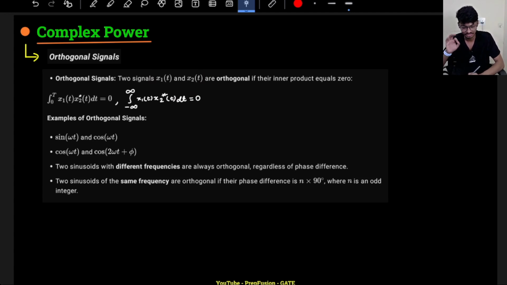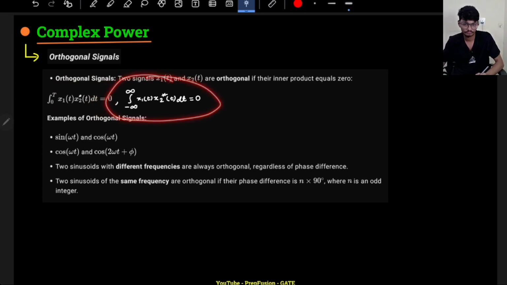But what about the mathematical definition of orthogonal signals? The mathematical definition is somewhat like this: integration from 0 to T of x1(t) into x2 conjugate of t equals 0. Here we assume that x1 and x2 can be complex signals. That's why there is a conjugate. We will discuss real signals as well without the conjugate formula. So for periodic signals, the definition is something like this. I take the product of x1 and the complex conjugate of x2, then integrate over 0 to T, and if that integration comes out to be 0, that means they are orthogonal signals.